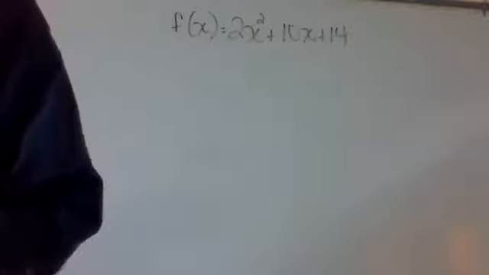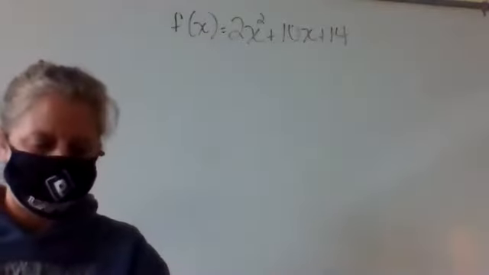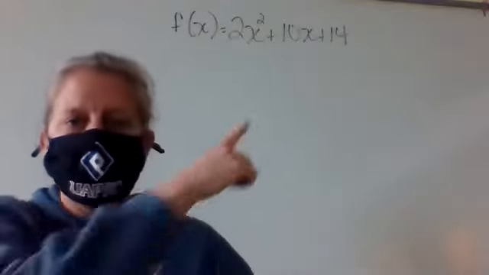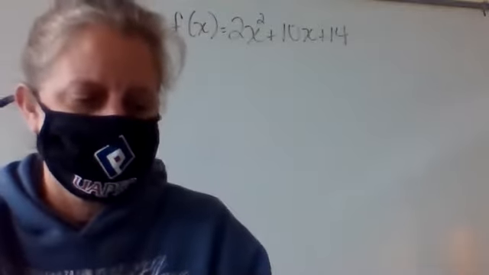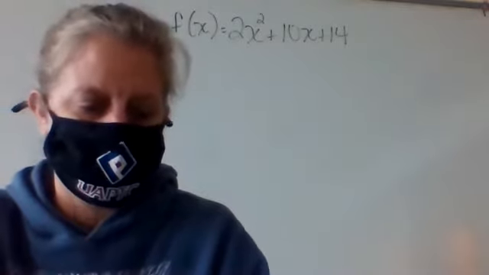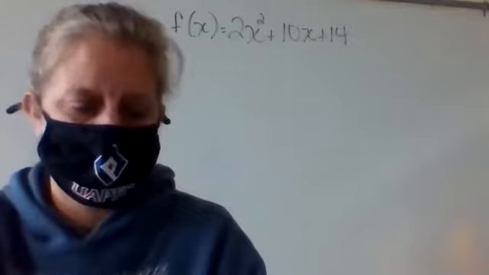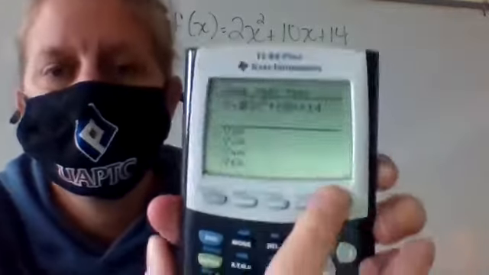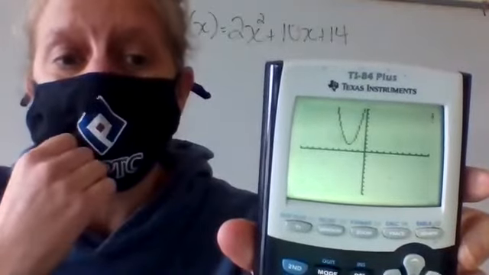So I'm going to use my calculator. I'm going to go to y equals, because the first thing it's going to ask me is the vertex. So I'm going to go to y equals and clear out the last problem and put in this one. So I'll have 2x squared plus 10x plus 14. I'm going to graph it. It's a right side up parabola again.